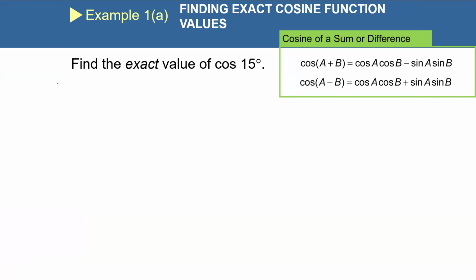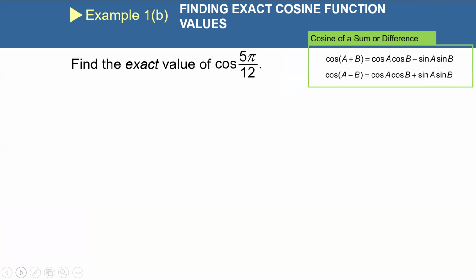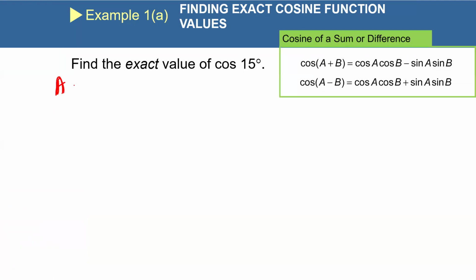Okay. So if we let angle A equal 45 and we let B equal 30, we can create a cosine for this, right? So if we have the cosine of 45 minus 30, substitute that in for our 15, yes? That means we can expand this and evaluate the exact value of cosine of 15.